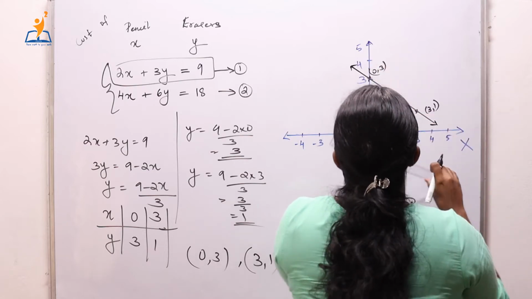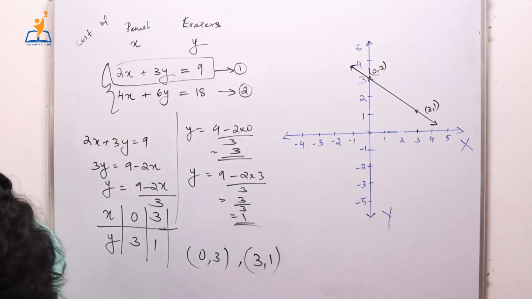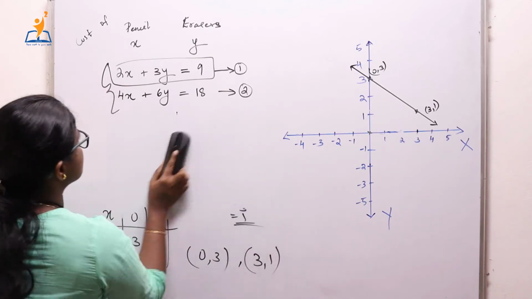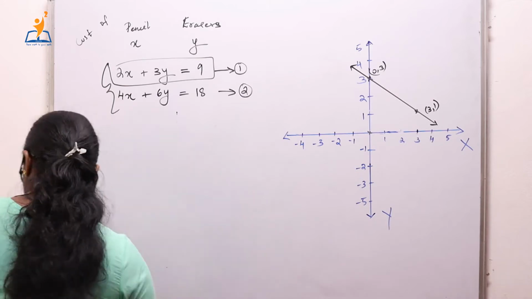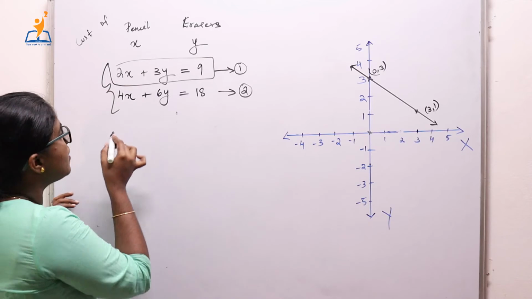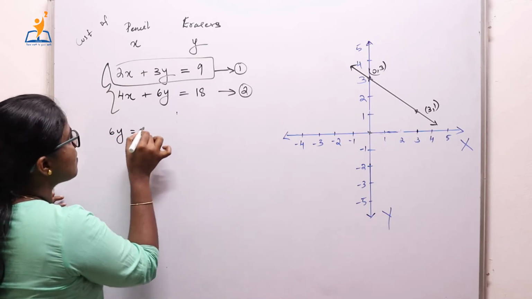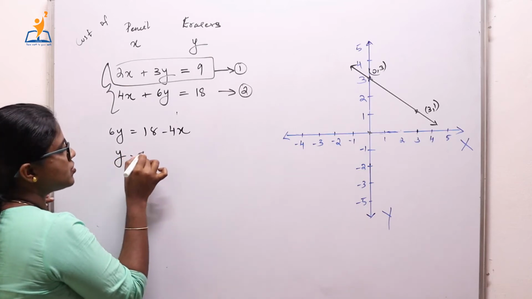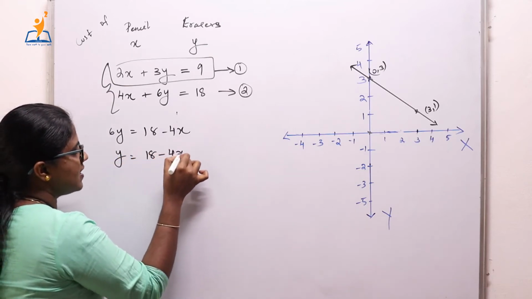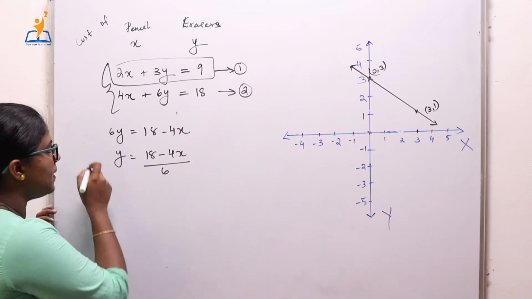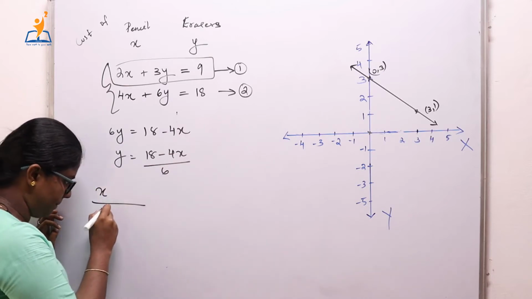Now we will go for the graphical representation of our second equation, that is 4x plus 6y equals 18. First we want to find y from this, that is 6y equals 18 minus 4x, and y is equal to (18 minus 4x) divided by 6. Now we will go for the solution table, that is the xy table.